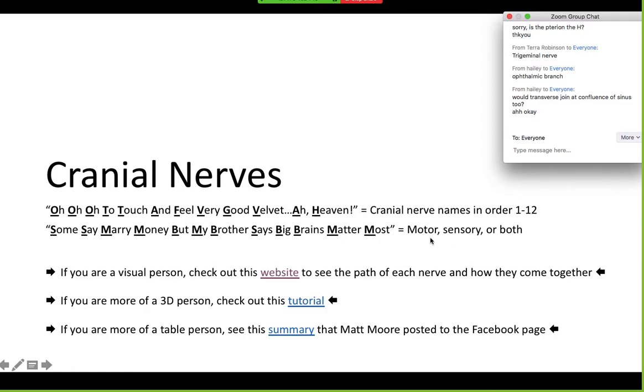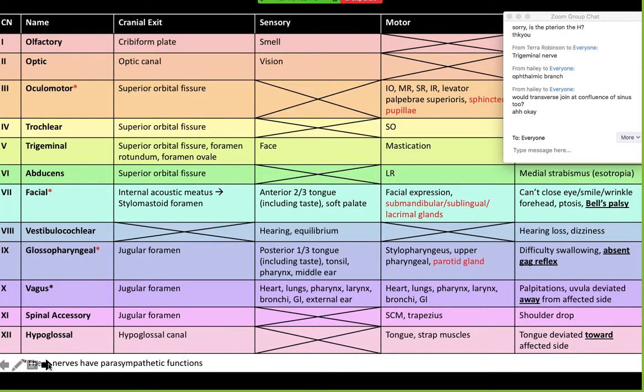if the cranial nerve is motor, sensory, or both. So some say marry money, but my brother says big brains or big, whatever your preference is, matter most. Of course, this is going to correspond. So cranial nerve 1, cranial nerve 2, cranial nerve 3, and so on. Okay, yeah, and then I looked at these, and these are all great. So if you're needing extra help, check out those websites.